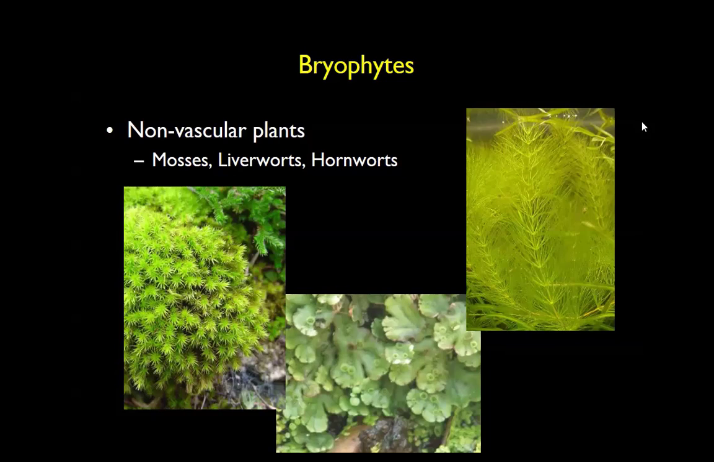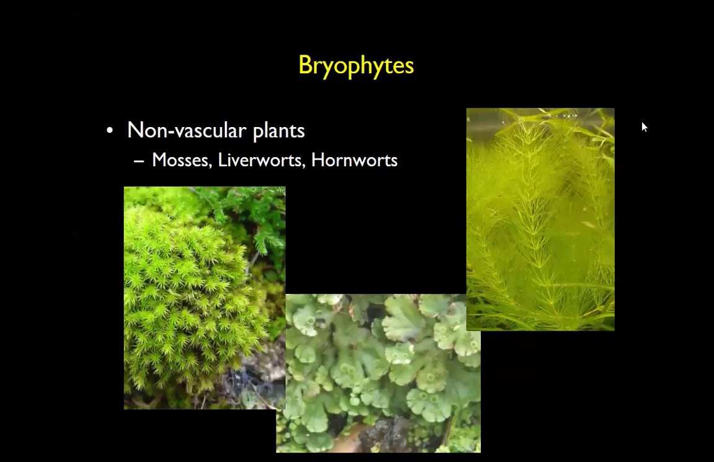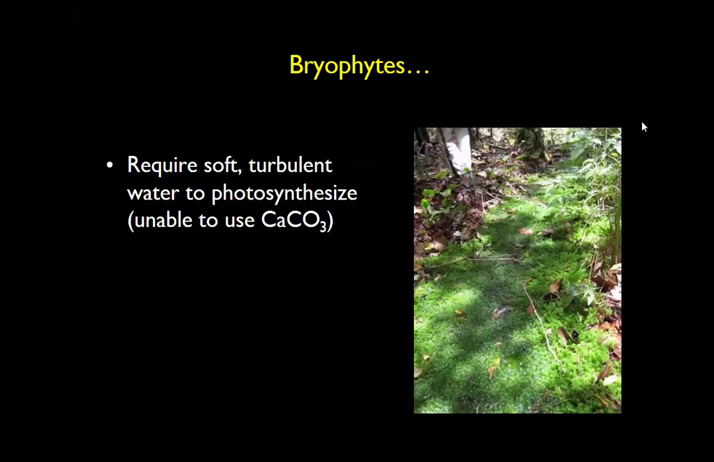So these can be important in some places, in headwaters, where there's that transition between the wet and dry habitat. The thing about bryophytes is they need soft, turbulent waters to photosynthesize. And that's a challenge, right? If you're a plant and you need turbulent waters, it's tough because turbulent waters are going to have current. They're going to wash you away. So you've got to be able to really attach tightly to the rocks. Like liverworts, for instance, these mosses, they're stuck onto those rocks really well because they're not able to use calcium carbonate. So they need very soft turbulent water with lots and lots of CO2.